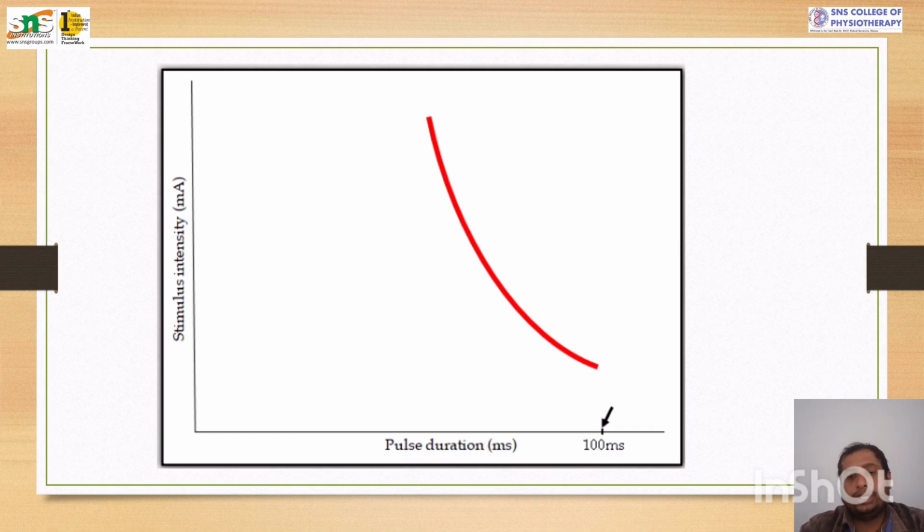It is the completely denervated muscle's curve. It's below the 100 millisecond. If we go beyond this range, the nerve cannot be assessed with this.